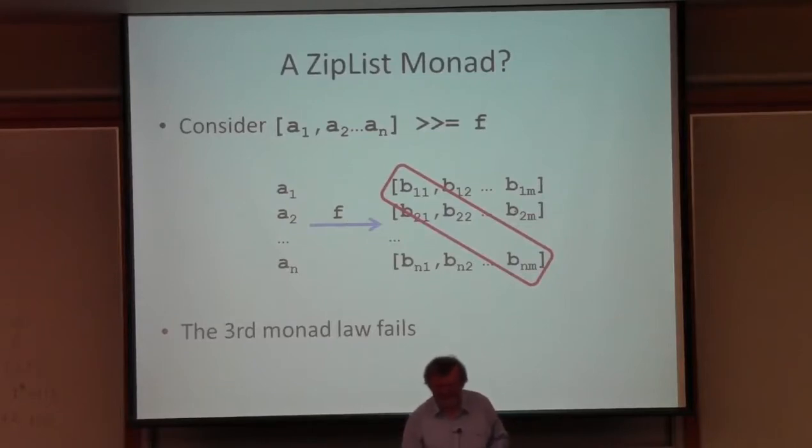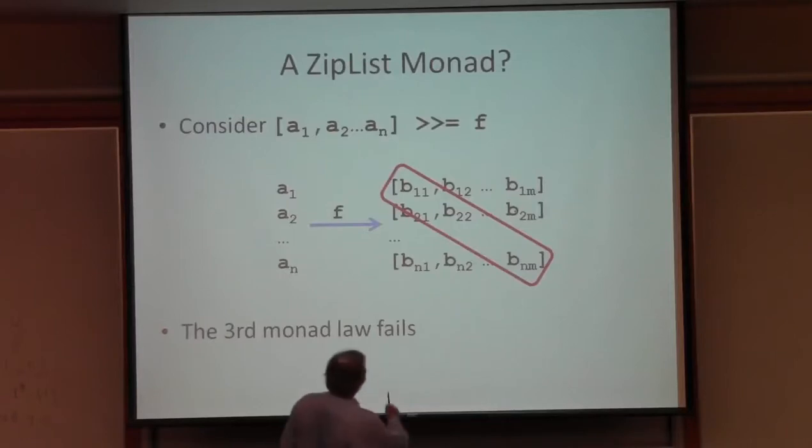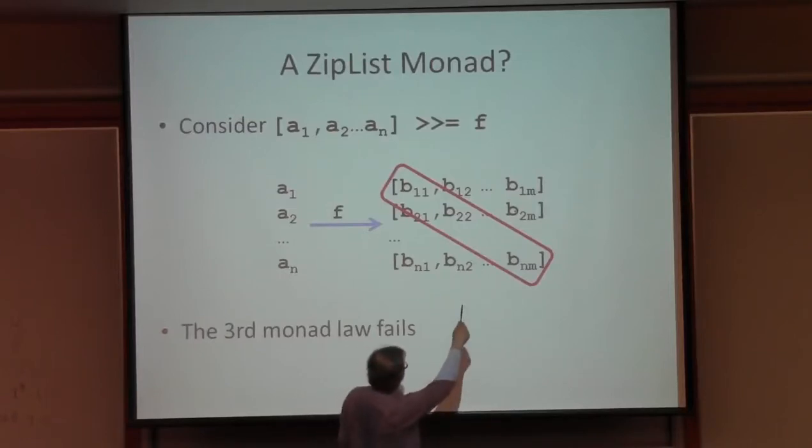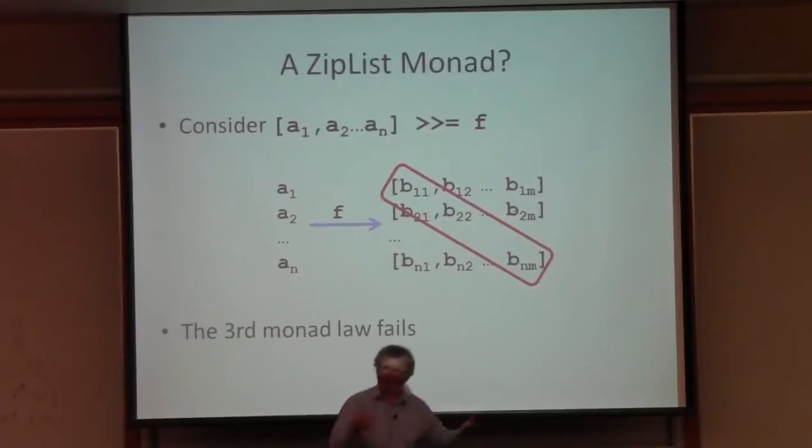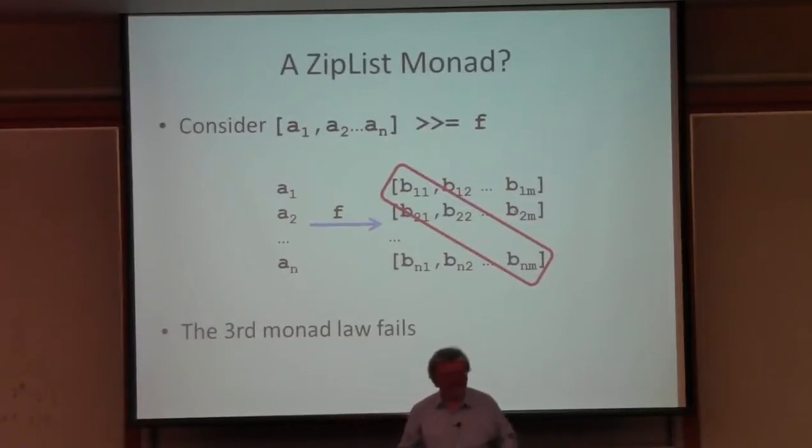And the reason it fails is that my diagram is misleading. Nothing guarantees that f will produce a list of the same length for each a. So it's easy to look at that and think, oh, this is a list of lists. Let's think of it as a matrix and take its diagonal. But it's actually a kind of raggedy matrix. And it doesn't make any sense.